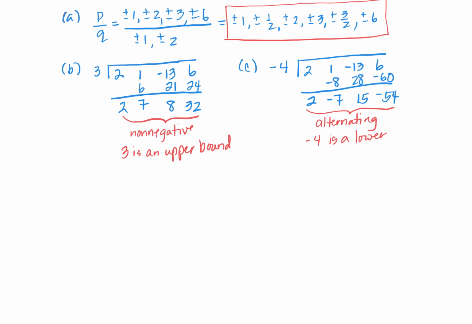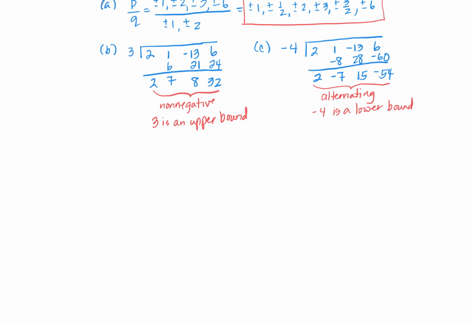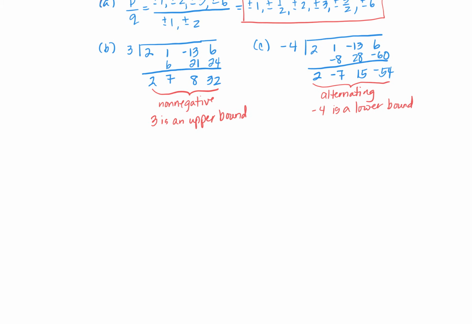So we will not have a rational zero smaller than negative 4, which means we can also, in our rational zero choices, take off the negative 6 as well. So we've reduced our choices a little bit. Let's look at part D.